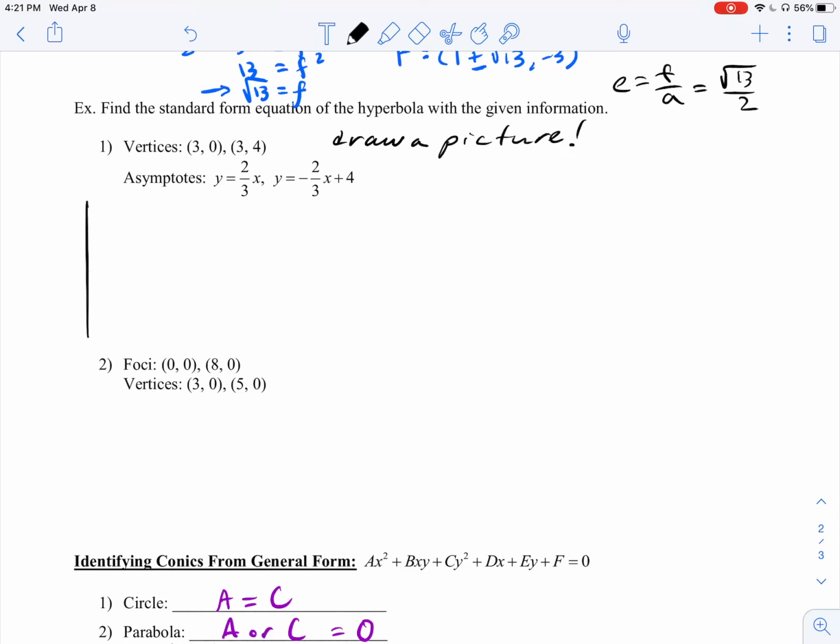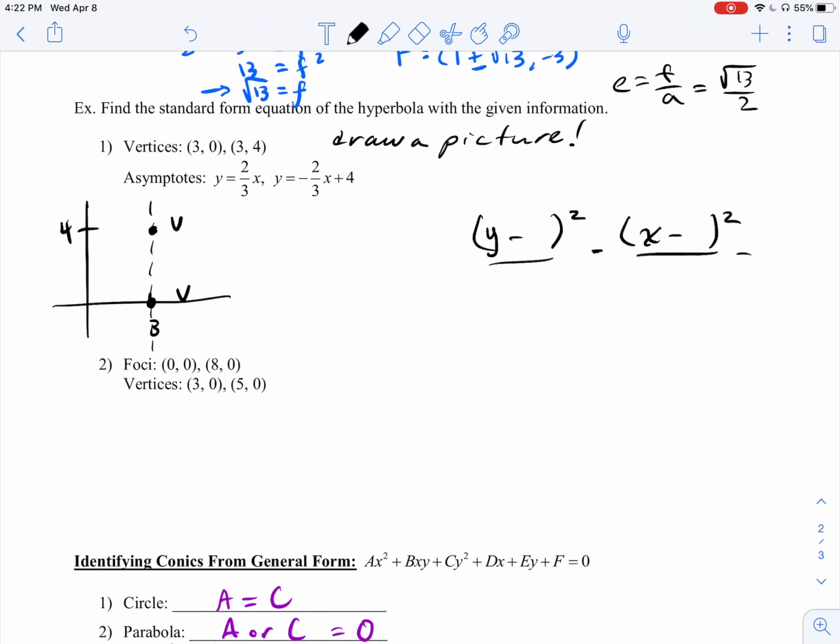This is not mandatory. You don't have to. I would never grade your picture, but this is just really to help ourselves see how everything is situated. So if we got one vertex at (3, 0), and another vertex at (3, 4), that already is huge because this already tells us that our transverse axis is going to be vertical, which means right away I can start writing out my standard form equation. I know my y term is going to be positive and my x term is negative. And I know my right side is always equal to 1 for a hyperbola. So just those 2 points already give me that much information.